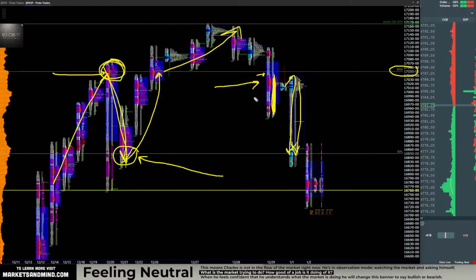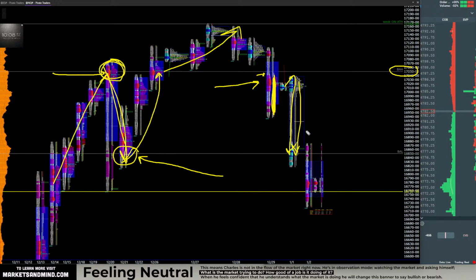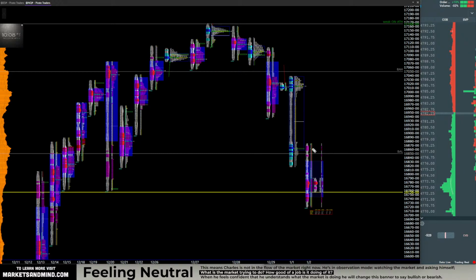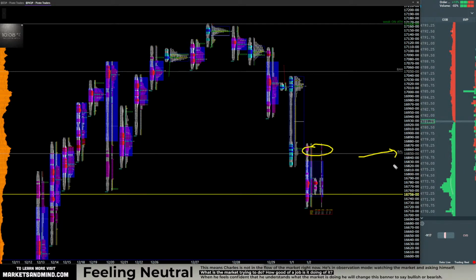That's the same thing we're looking for in the ES today. So the NQ is just one step ahead of the ES. Okay, great. So then what's happening with the NQ right now? Well, they opened at the opposite end of balance. They opened at the balance area low.